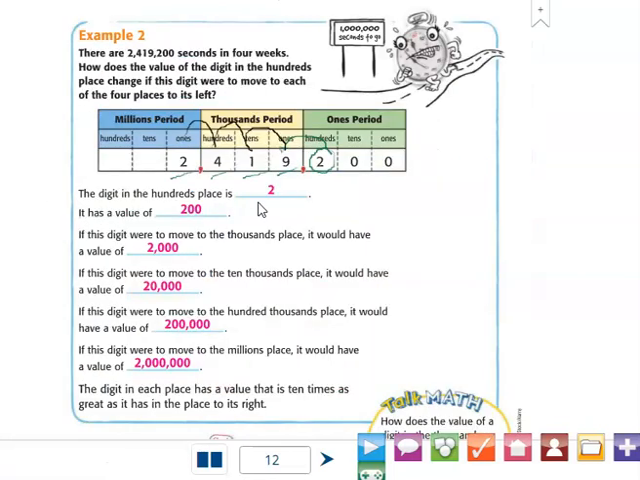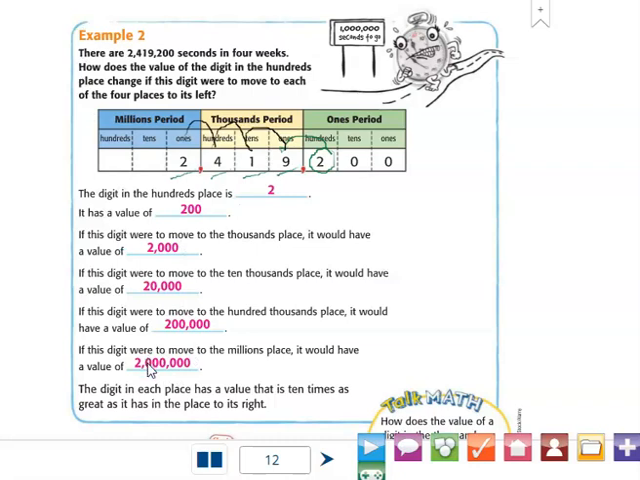Okay, now hopefully you've got your answers in these sections. The digit in the hundredths place is 2. In the hundredths place position, place value, it has a value of 200. If we move it here, it becomes 2,000. If we move it to the 10,000, it has a value of 20,000. If we move it to the 100,000 place value, it has a value of 200,000. And if we have, well, we do have a 2 in the millions area, it has a value of 2 million. So these are the correct answers for example number 2.